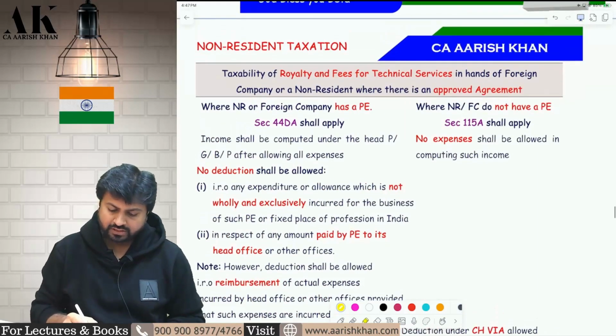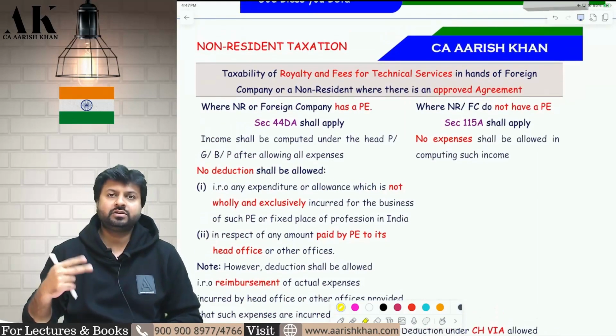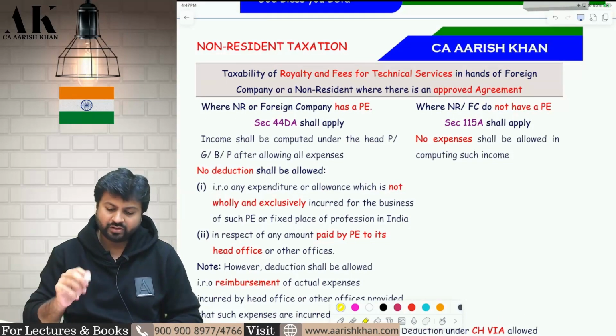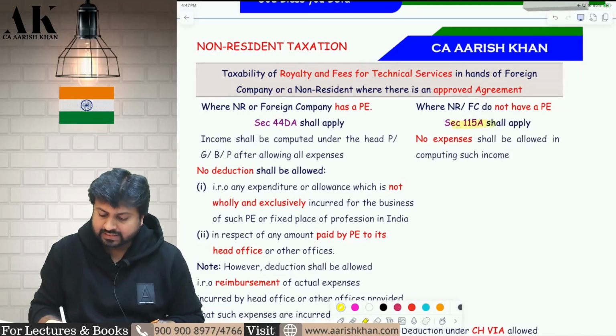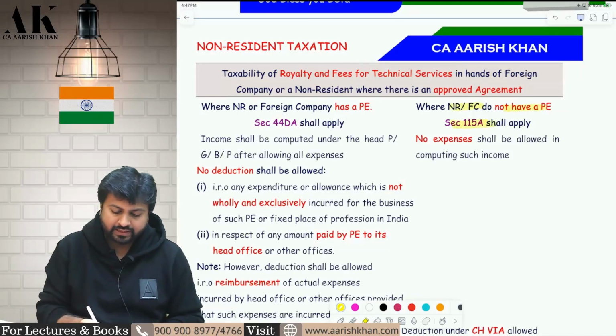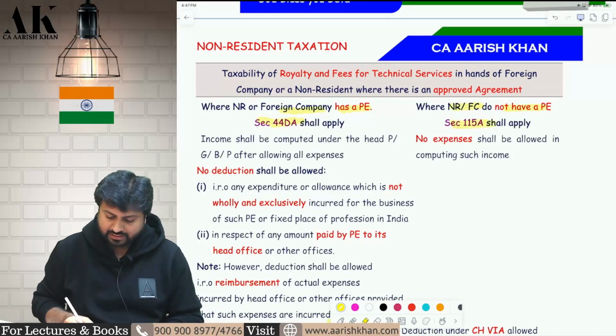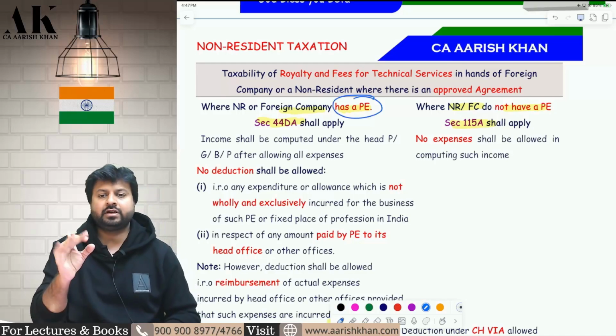Now let's go ahead with the next point. As I have told you, for royalty and FTS, there are two sections, 115A and 44DA. Now we are going to talk about the comparison of 115A as well as 44DA. 115A is applicable if the non-resident does not have a PE in India, and 44DA is applicable if the non-resident has a specific branch in India, that is, a permanent establishment.